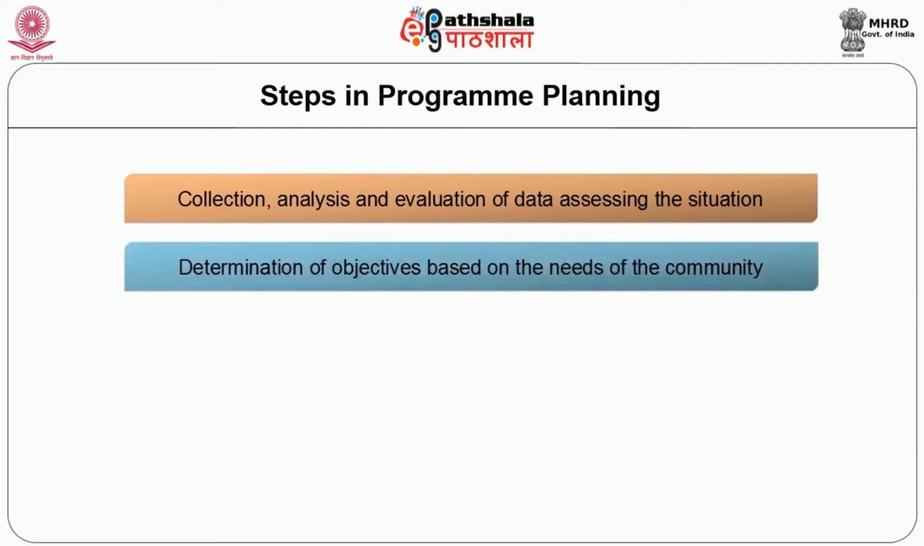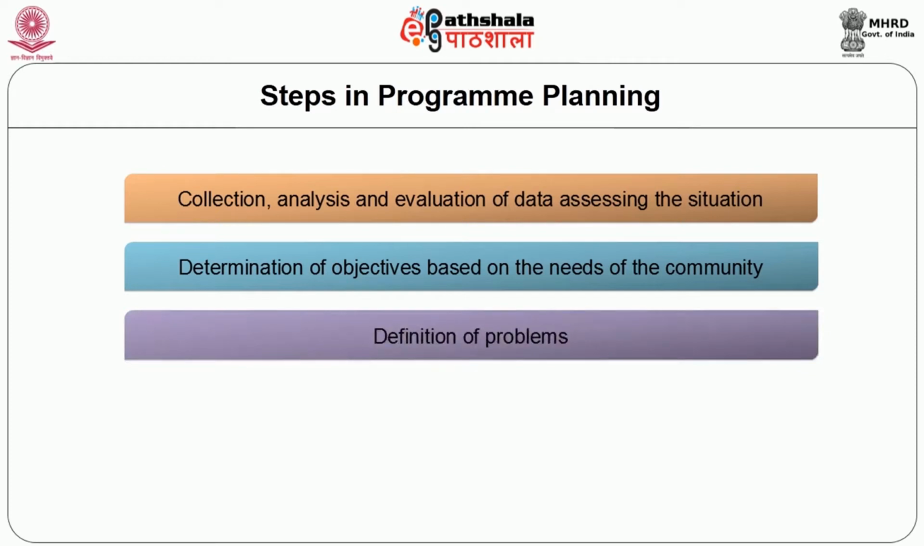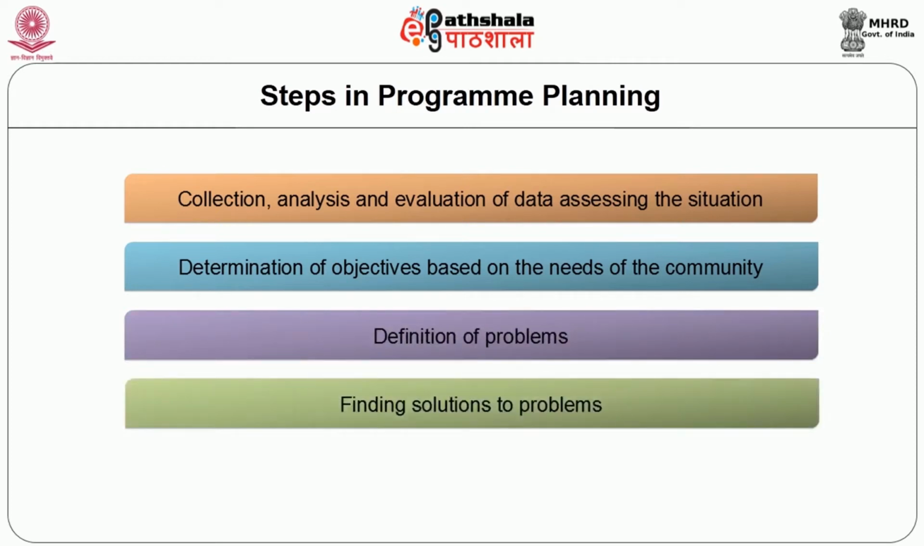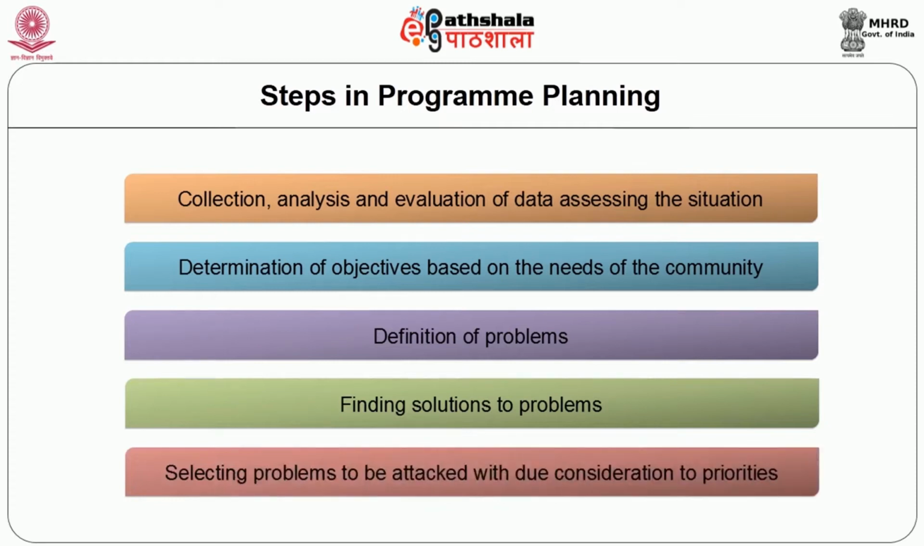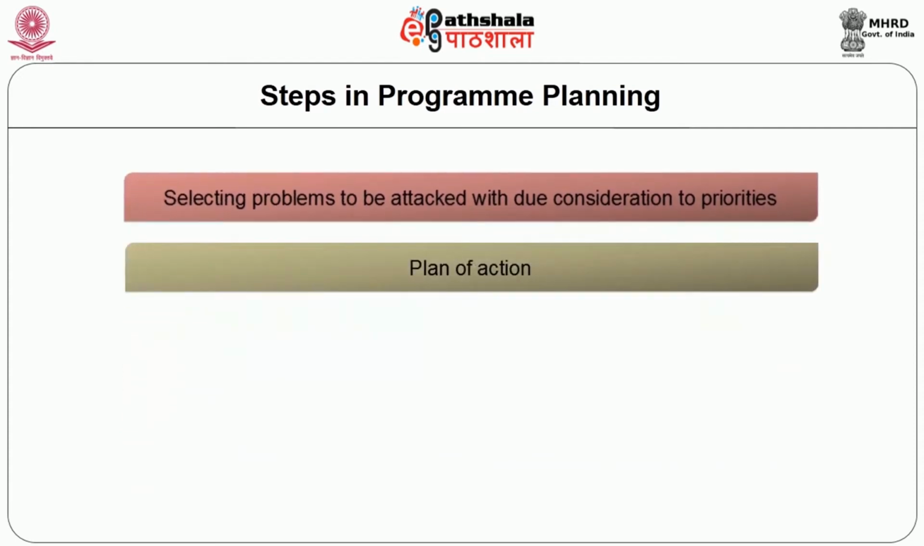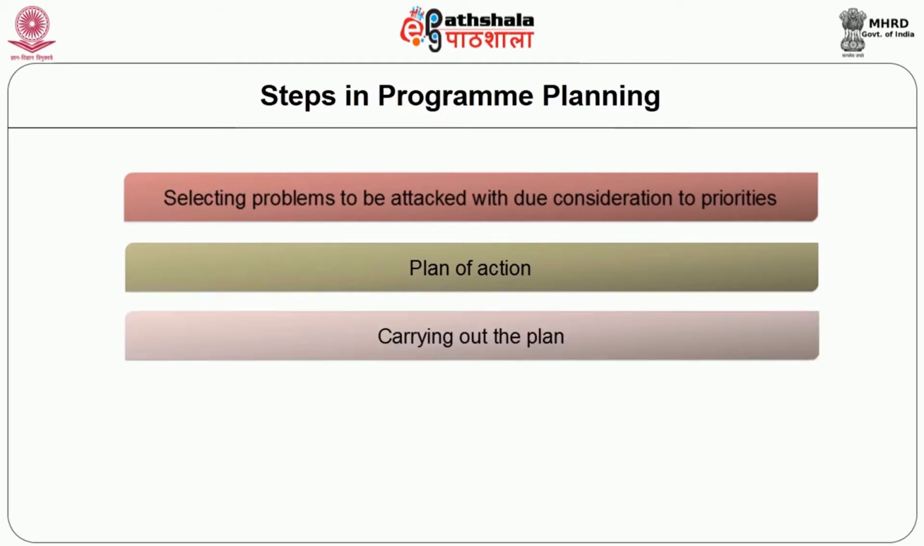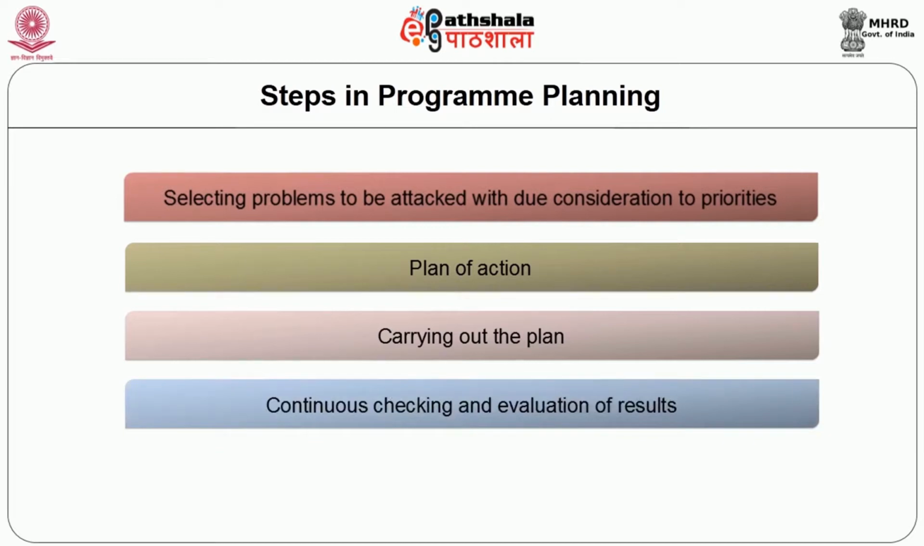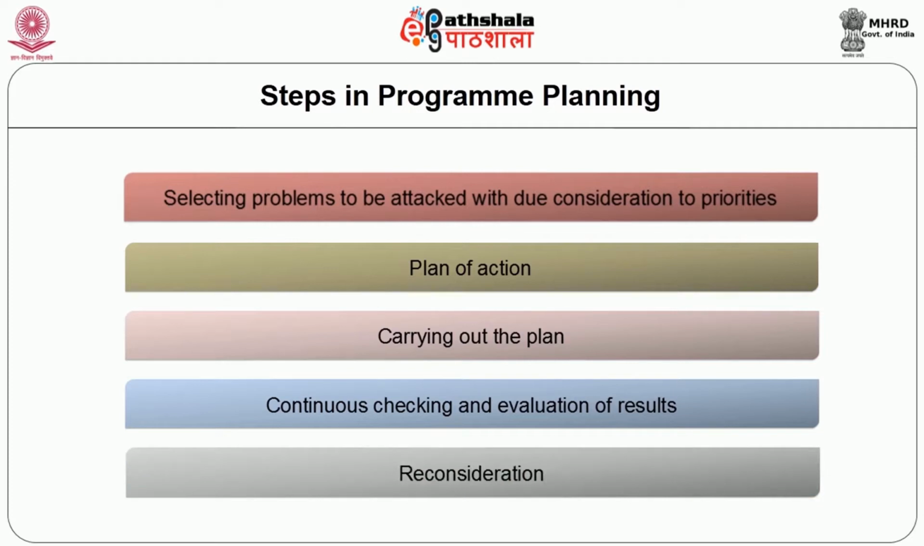The second one is determination of objectives. See, based on the objectives only, you are going to do all your activities. Third step is definition of the problem. Next step is finding solutions to the problem. Then next step is selecting the problem and determining priorities. Then next, preparing a plan of action or annual plan of work. Next one is carrying out the plan. Then continuous checking and evaluation of results. The last one is review of progress and projection of plan.